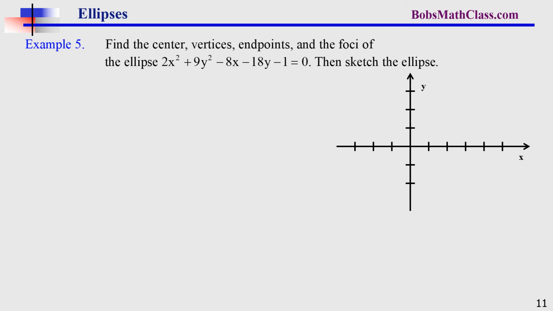All right, this is it. Last example. Find the center, vertices, endpoints, and the foci of the ellipse, 2x squared plus 9y squared minus 8x minus 18y minus 1 equals 0. Then sketch the ellipse.